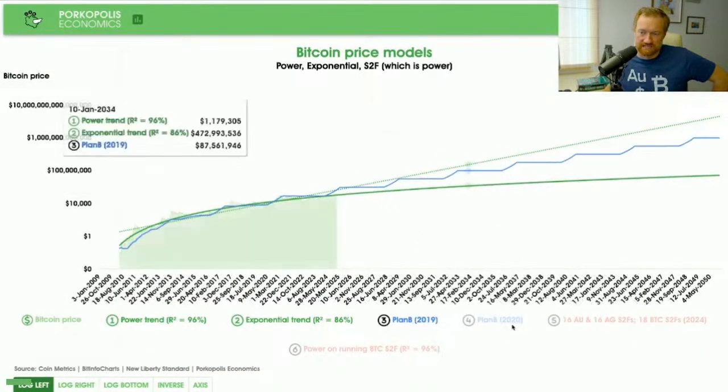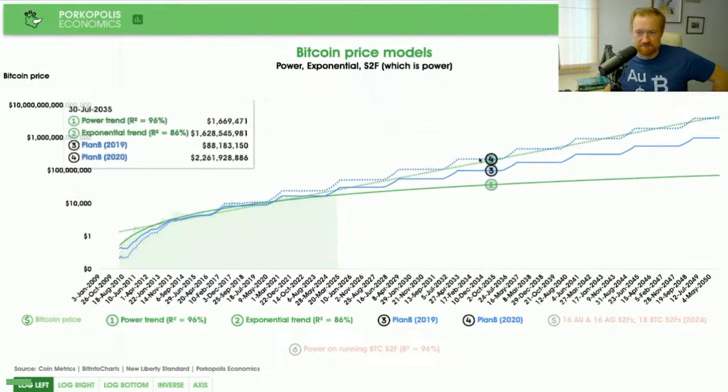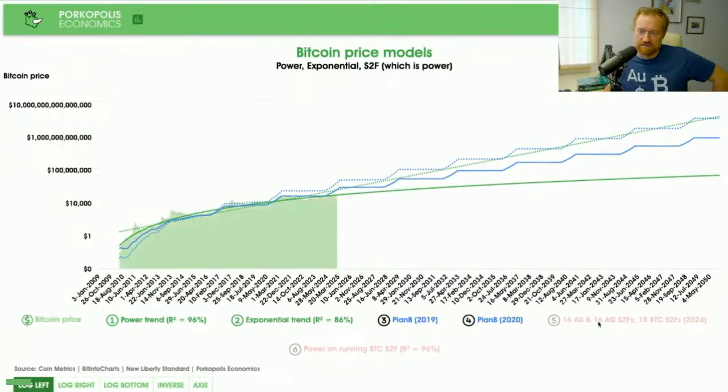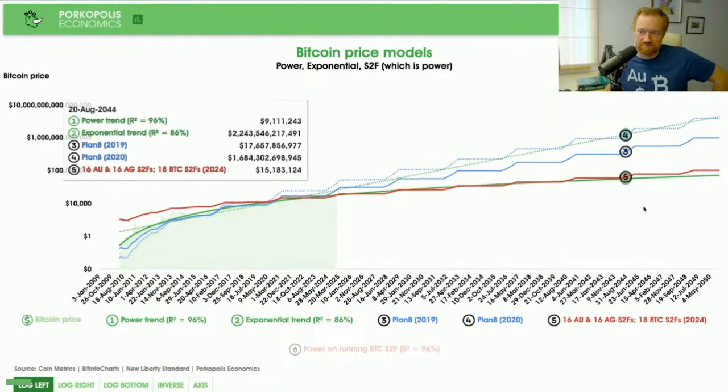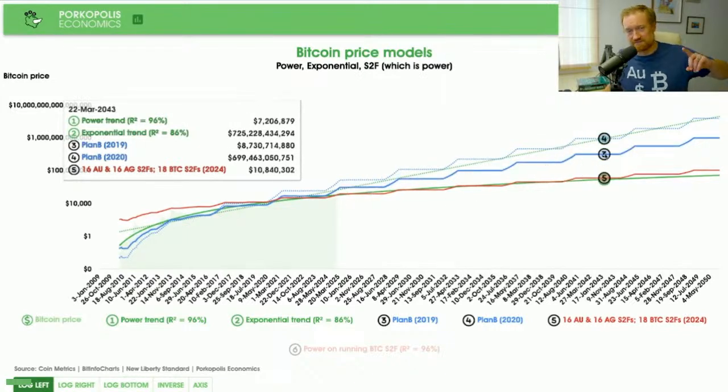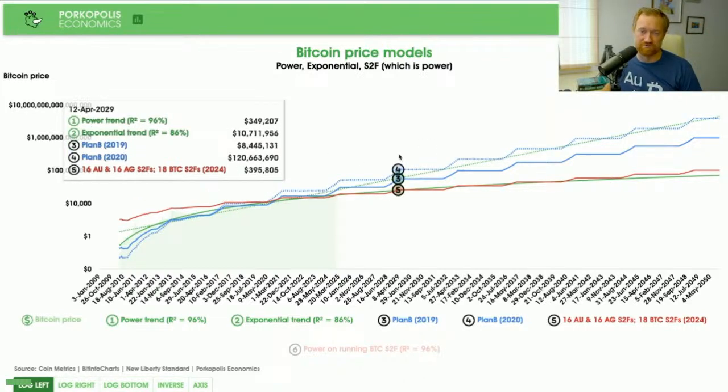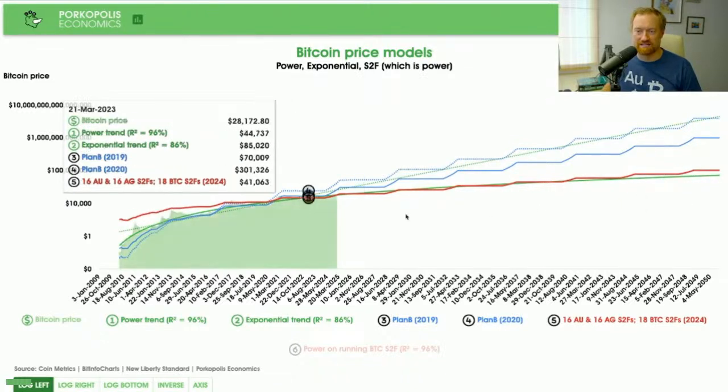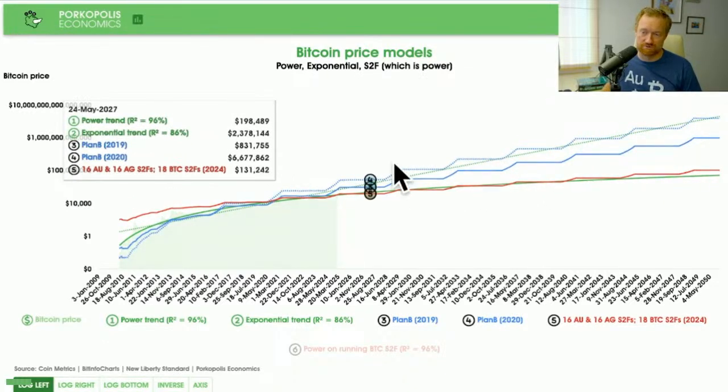Here's Plan B's 2019, 2020, looks more like an exponential curve. Plan B only took in one stock to flow for gold, one stock to flow for silver. Again, you can't do that with a model because gold and silver come out of the ground exponentially. Bitcoin comes out of the protocol in power. So they're apples and oranges comparisons. But you can see the red line, or the blue lines, it doesn't matter.